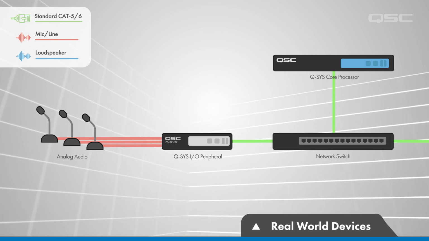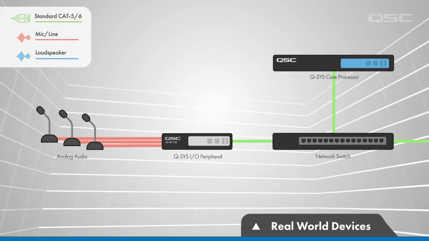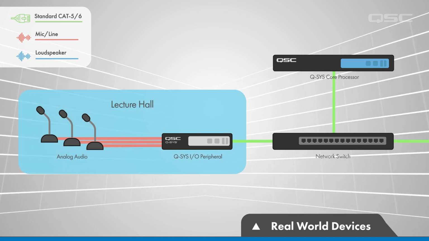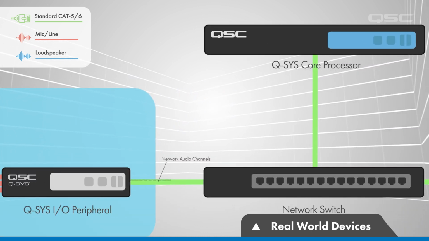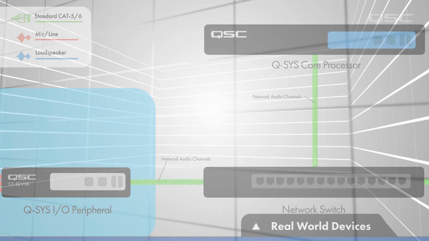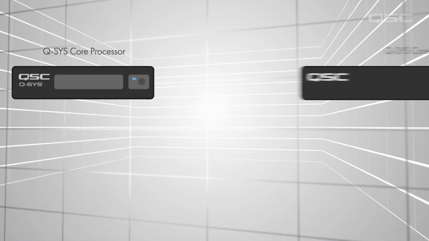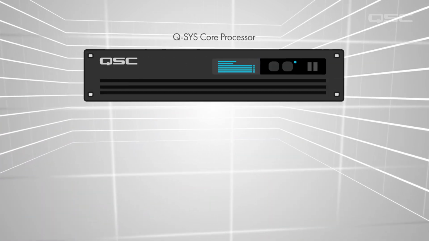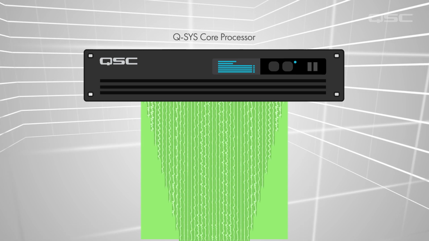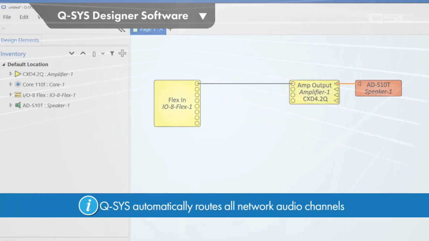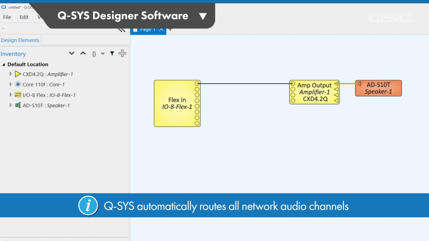These networked I/O devices would generally be placed close to the physical input or output device in the real world, and then transport those audio channels to the core via another network audio channel. Remember, different cores can handle different numbers of network audio channels, which might largely be what determines which core is right for your venue. You'll notice there's no need to route any network audio channels inside the software.